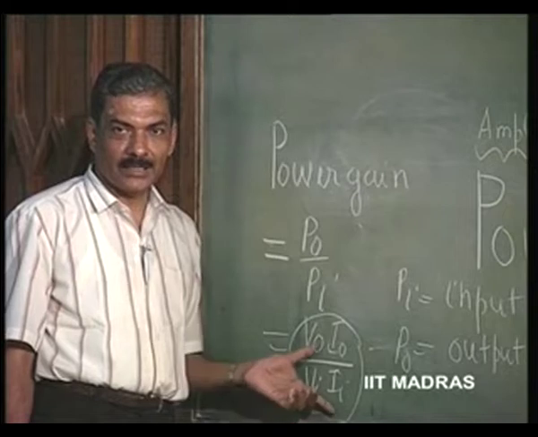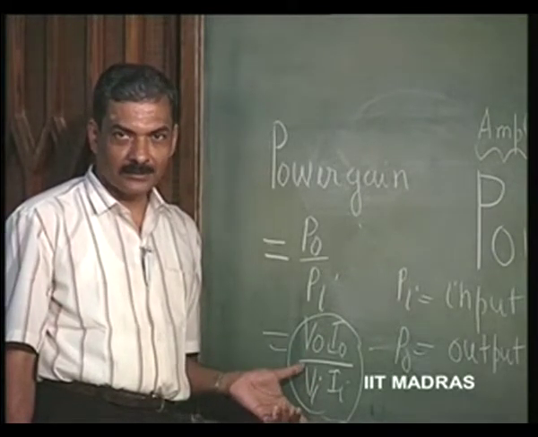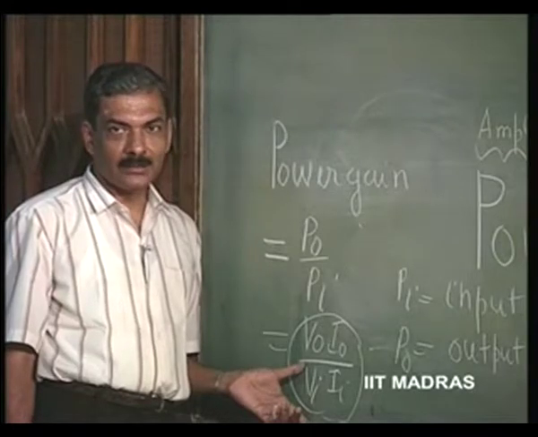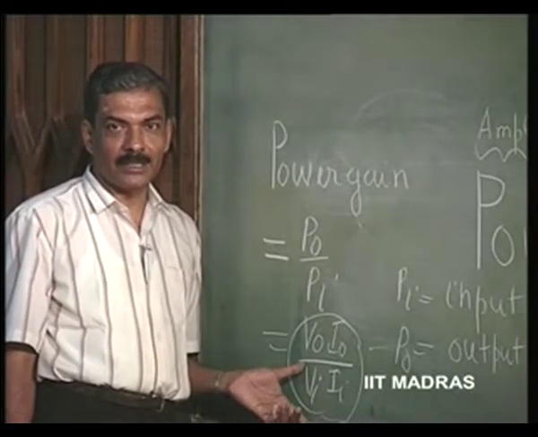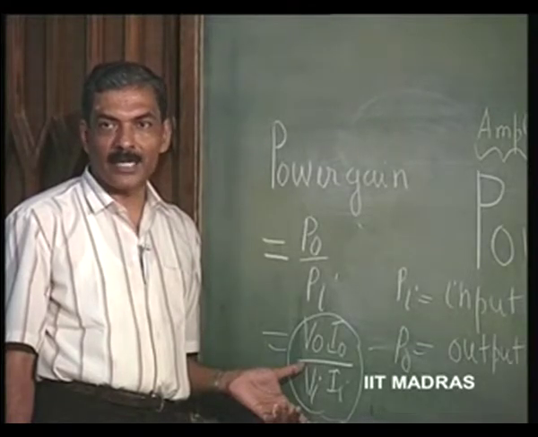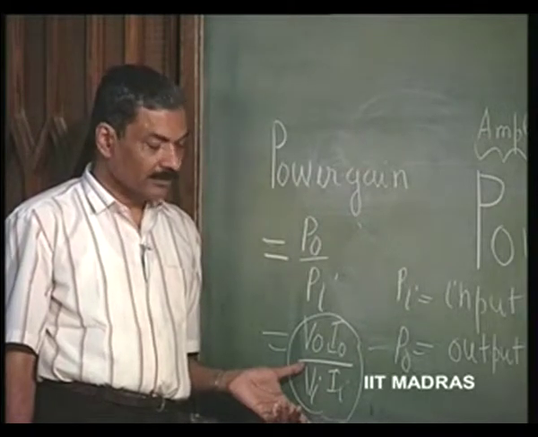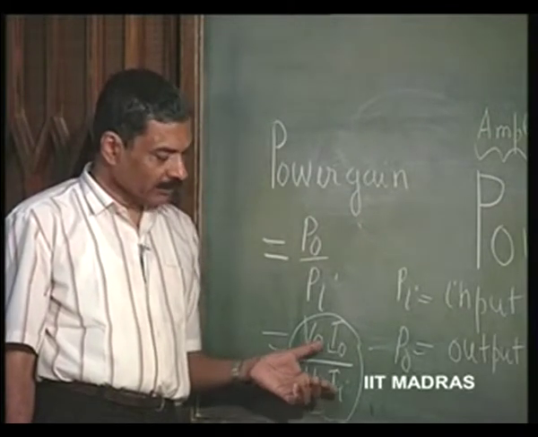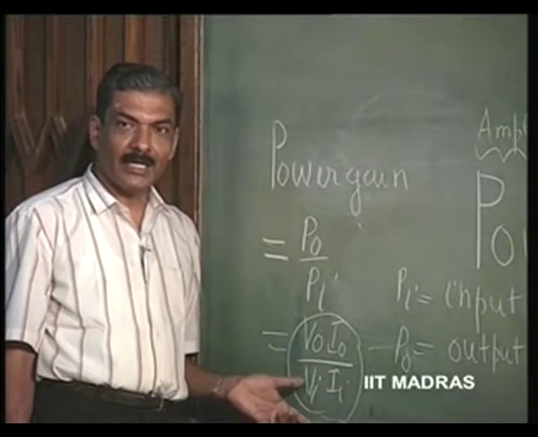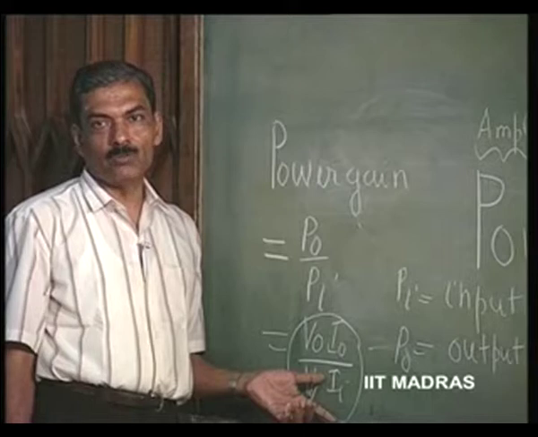So, this is something that you have to note. In a passive 2-port network, let us say, if you take a passive network comprising only resistors, capacitors and inductors, then you can prove that V naught I naught divided by V I I I is always less than or equal to 1.